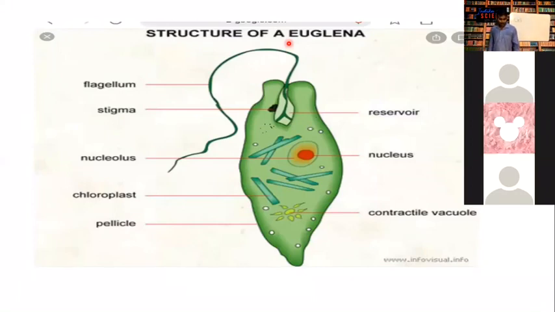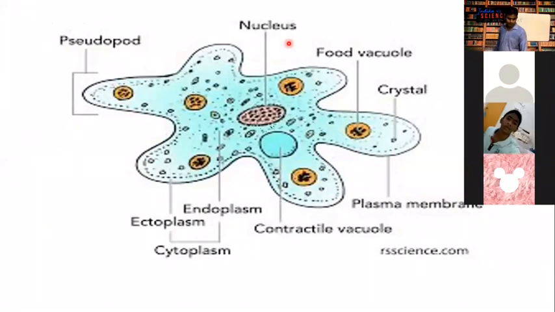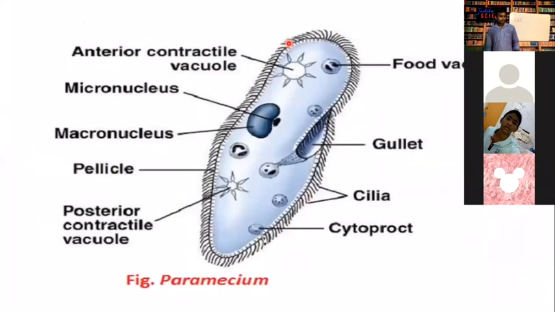What is this one? Euglena. What is the name of this unicellular organism? Amoeba. Very good. What is the name of this unicellular organism? Paramecium. Paramecia, right? Actually, their body is made up of one cell.